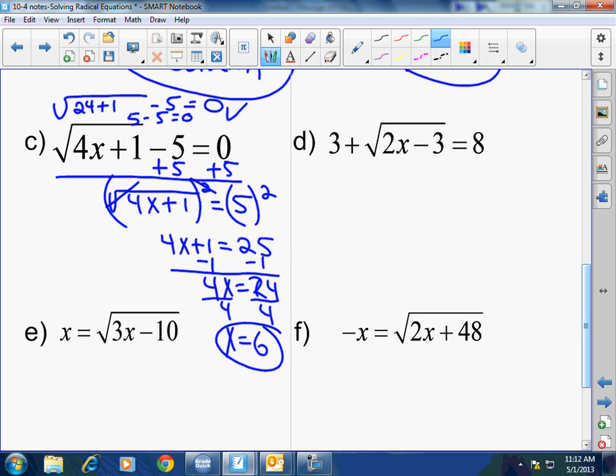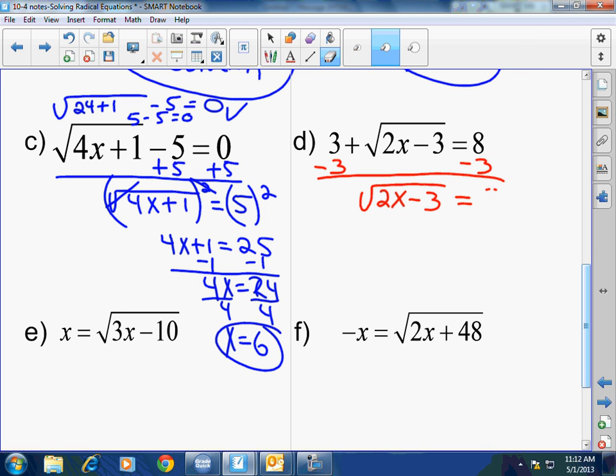That makes sense, gentlemen. Okay, D. What do I do first? I got to solve this bad boy. Yes, sir. Very good, son. You're going to undo addition, subtraction, so you're going to subtract 3 to both sides. Very good. Leave me with that square root all alone. That's what I need. Because once I have that square root alone, I can get rid of the square root by squaring both sides.